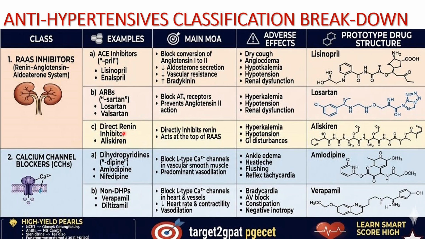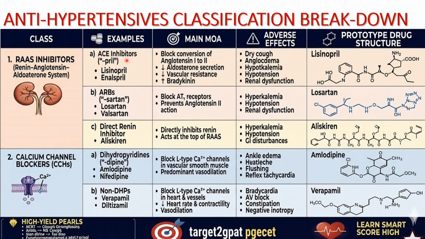last but not least, direct renin inhibitors. So an easy mnemonic here to remember, make a note here, AAD. AAD means A means ACE inhibitors, A means ARBs, that is nothing but angiotensin 2 receptor blockers, and D means direct renin inhibitors. So AAD, this is the clear mnemonic here to remember for RAS inhibitors.